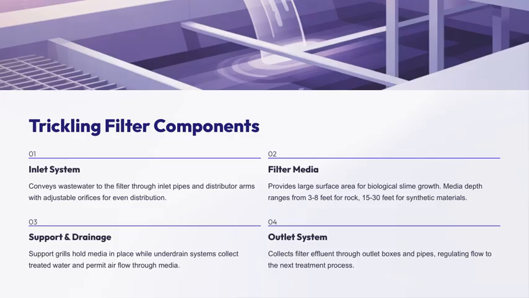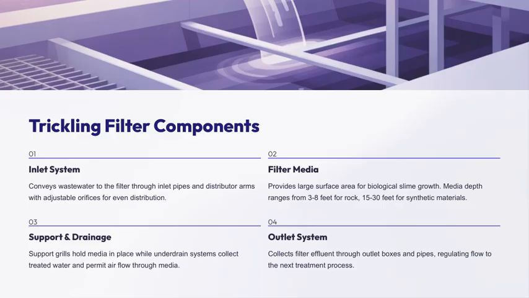Starting with the inlet system, this is where the wastewater enters the filter. It's designed to convey the water smoothly through inlet pipes and distributor arms. These arms have adjustable orifices, which are important because they help ensure the wastewater is evenly spread across the entire filter media, maximizing treatment efficiency.